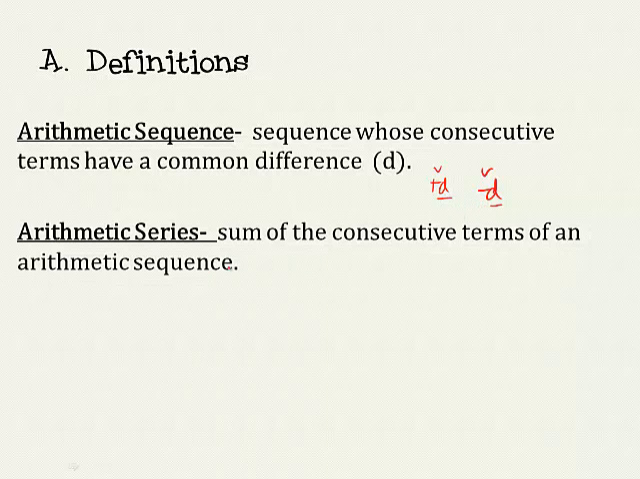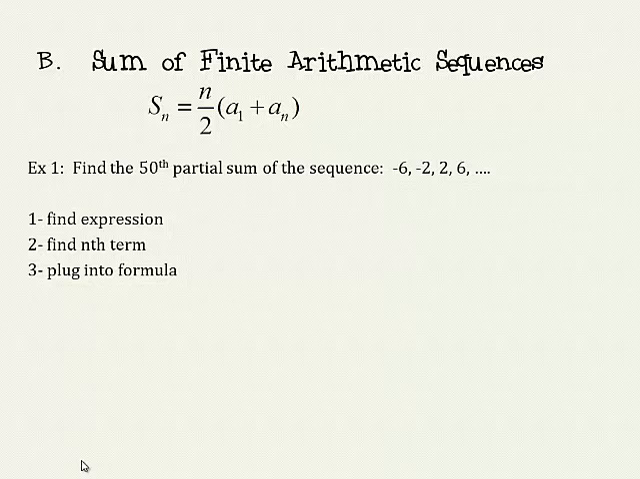A series is the sum of those consecutive terms. We're going to do partial sums today, but I want to make sure you know the difference between a sequence and a series. So this is the sum of a finite arithmetic sequence, and the fact that you're taking a sum makes it a series.